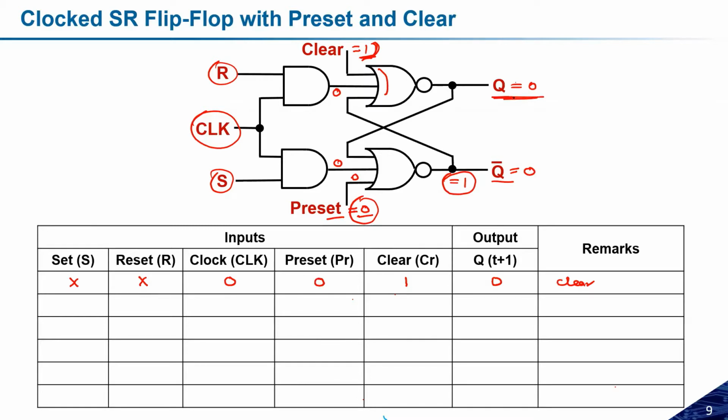Let me repeat what I did here. See here, initially I'm considering the clock equal to 0, so by default the output of this AND gate will be 0. And I'm considering Qt equal to Q was, let us assume it was 1, so by default Q complement will become 0. Now let us see, if I'm making preset equal to 0, the 0 input will be here, 0 input will be here, but 1 will be here. So 0 0 1 will give you the logic 0.